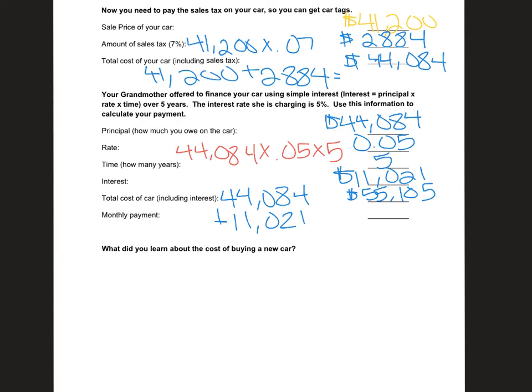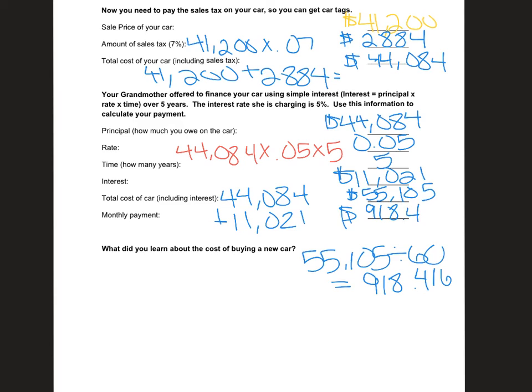So if my monthly payments, if I'm paying over 5 years and there are 12 months in a year, that means I'm going to be paying a total of 60 months, because each year would be 12 months times 5, which would be 60. So I'm going to take $55,105. I'll divide it amongst the 60 payments I'm going to make, and it ends up equaling $918.416666, and so on. So I have to round this because we're dealing with money. So this would end up equaling $918.42.